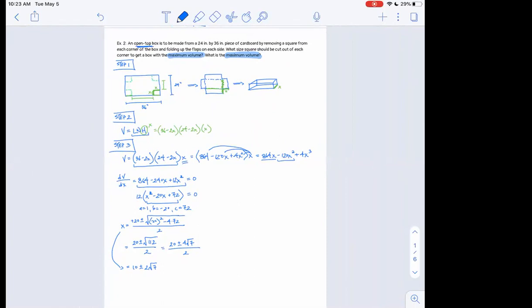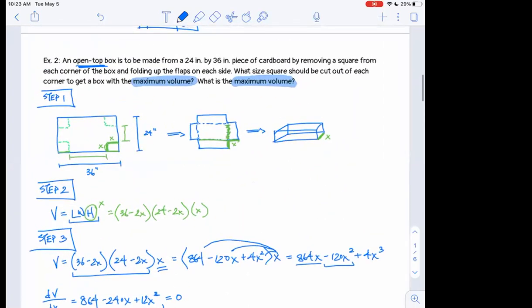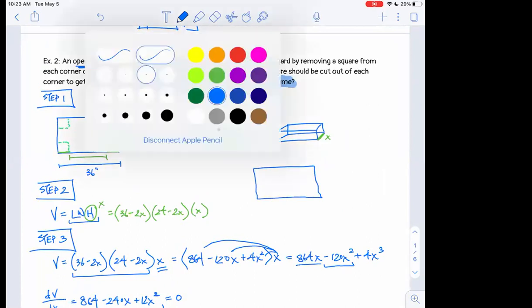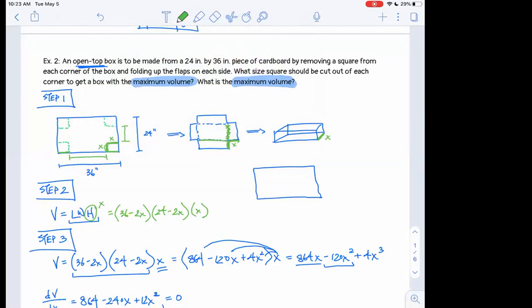Now, what we need to do is make sure, if we go back to our diagram, so I showed an example where I cut out a reasonable x. But if I go back to my diagram and redraw another cardboard piece, and I'm not thinking super clearly, and I just start cutting, and I cut a square this big out of one corner, can I cut squares of that same size out of every other corner?